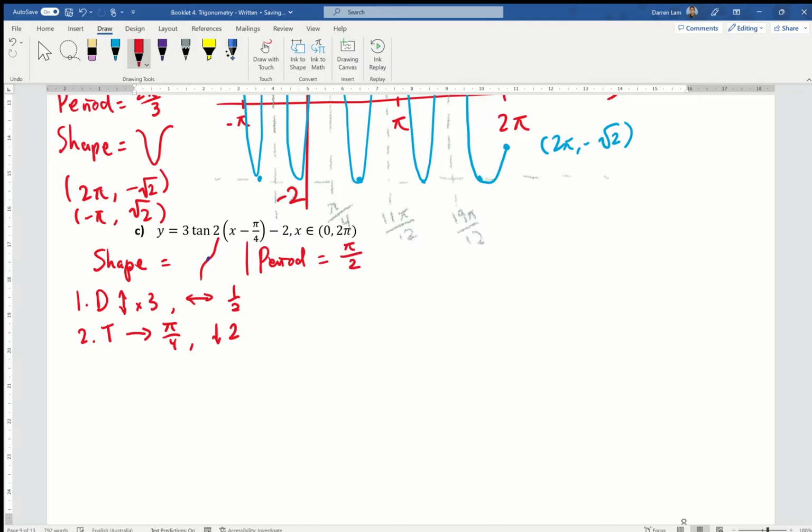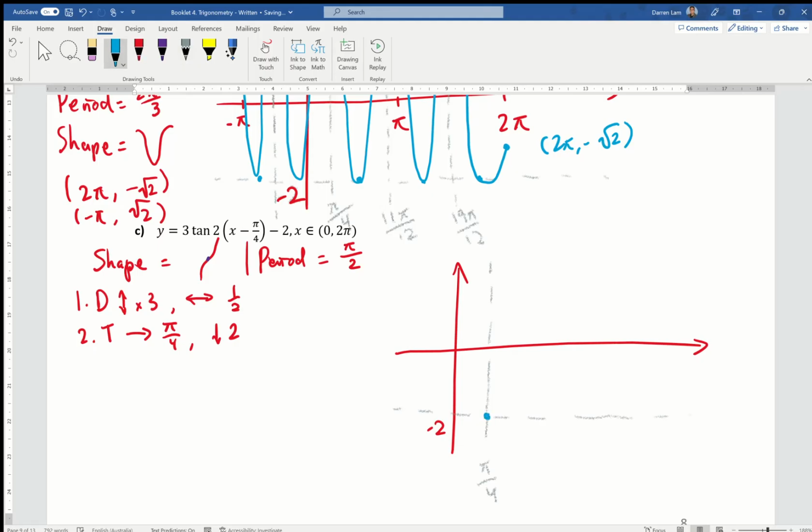Okay, so we draw our axes very roughly. Hopefully it's a lot clearer. I'm going to put in as my guideline -2, because I know it shifts down by 2. So let's say that's -2. And then I'm going to shift it to the right by pi on 4, because that is our horizontal translation. Because I've got that point right there, I know that's where it starts, I'm going to start drawing my tan line.